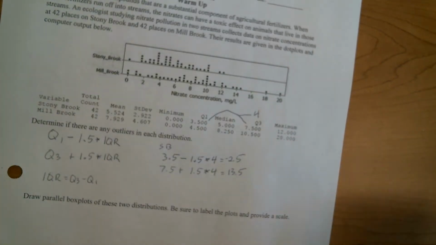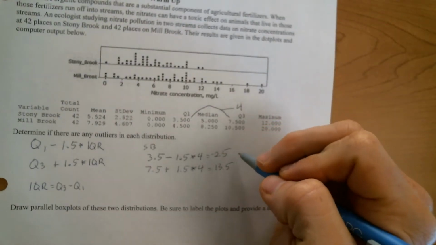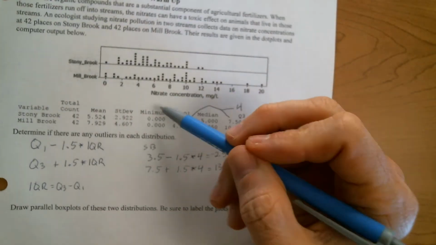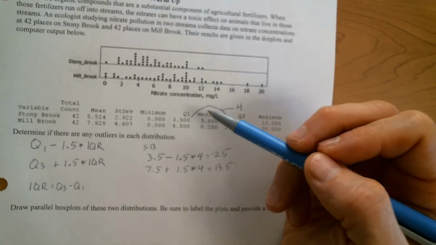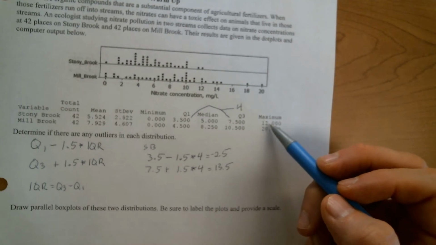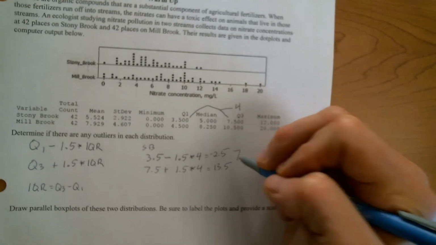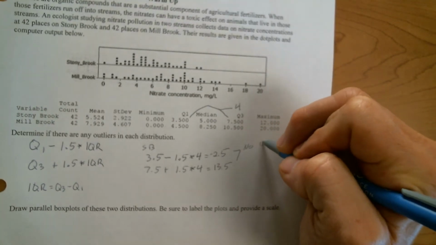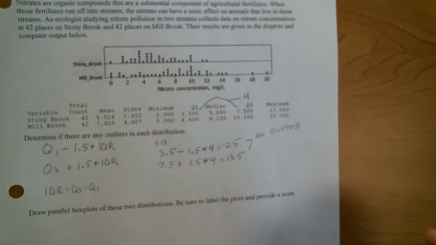So we're looking, are there observations below negative 2.5? Which no, there are not, right? Because the minimum is 0. Also, we're measuring something, so how would negative make sense? And the maximum is 12, so there's nothing above 13.5. So we can say that there are no outliers for Stony Brook.